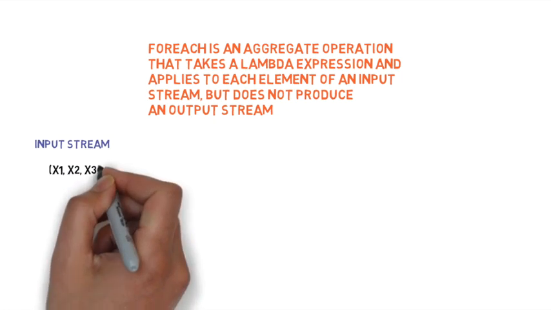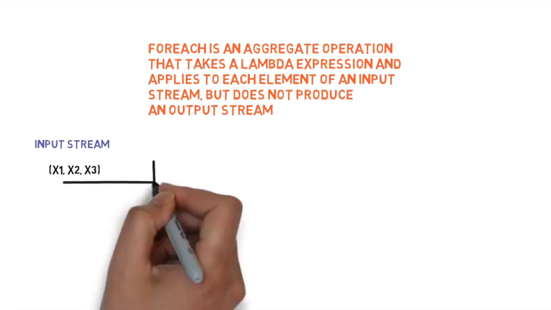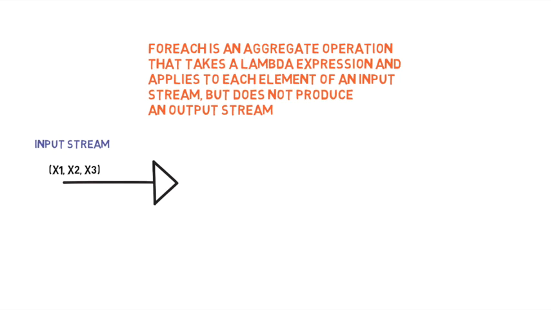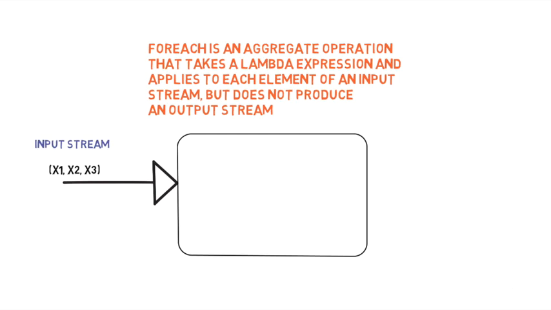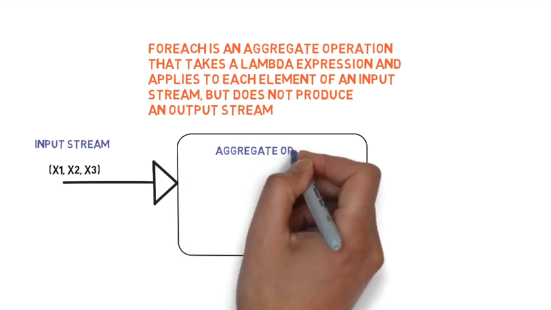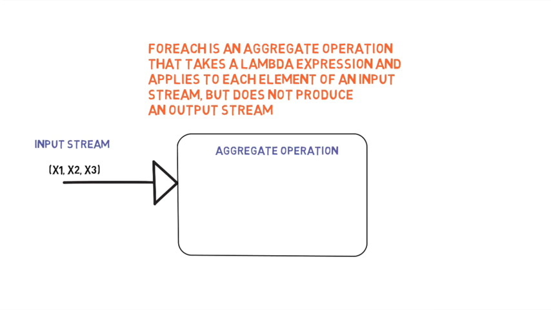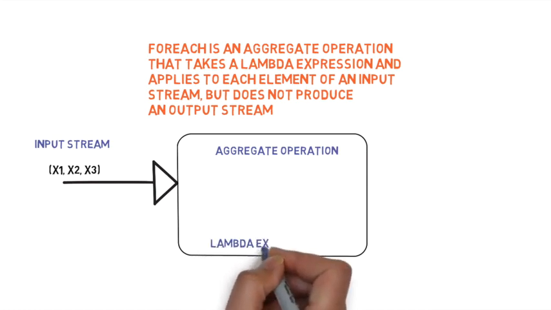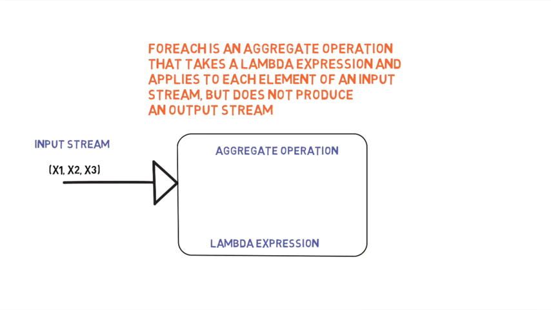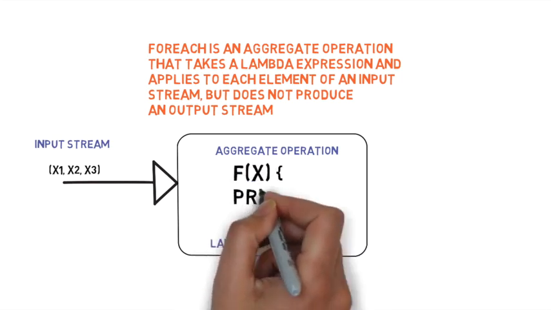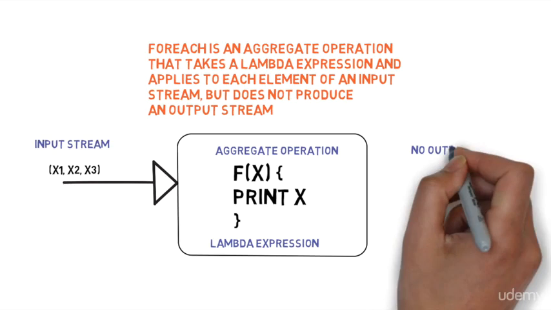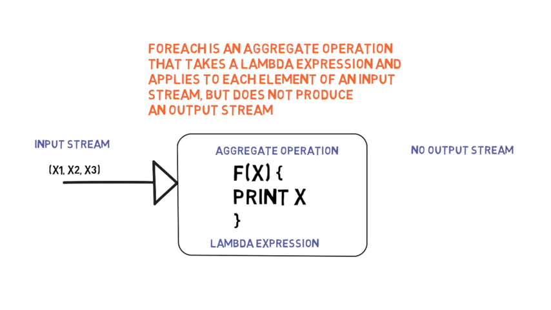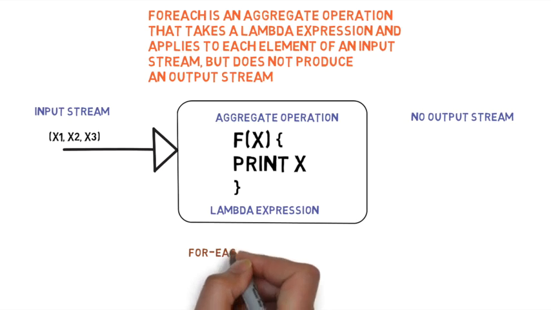So say we have the input stream x1, x2, x3, exactly like we did before. And the aggregate operation that we want to apply here is the for each. Remember that the for each is applied as a terminating operation. So it's usually the end result after the objects have undergone all the transformations and the filtering. So you'd usually have an f of x, something like print this element to display, or output it to a file, or send it over the internet. This is a terminating operation. There is no output stream.